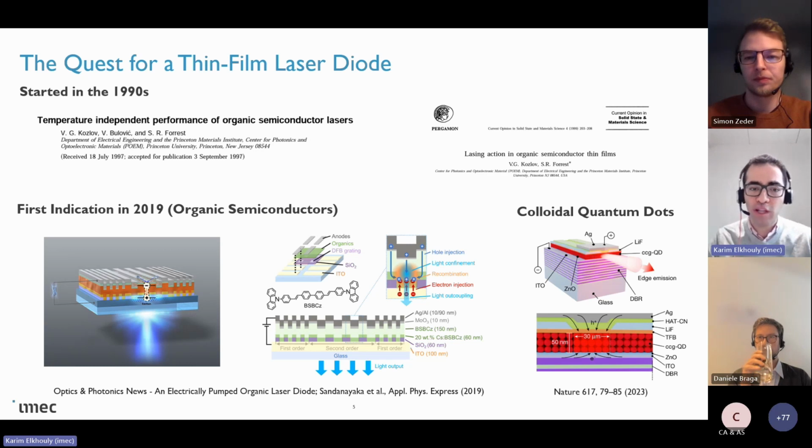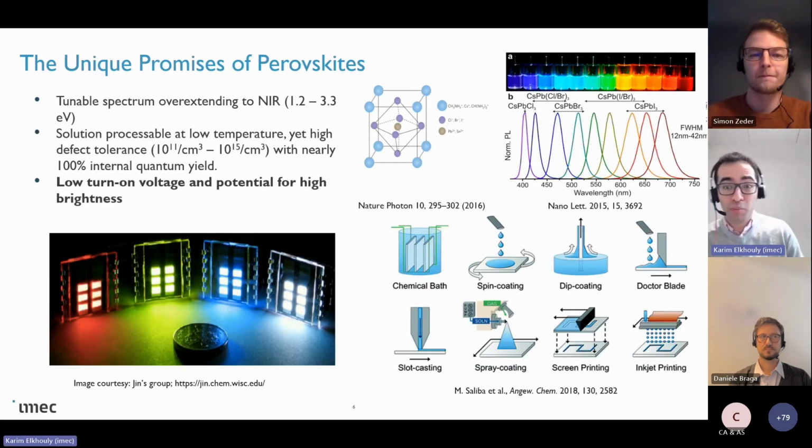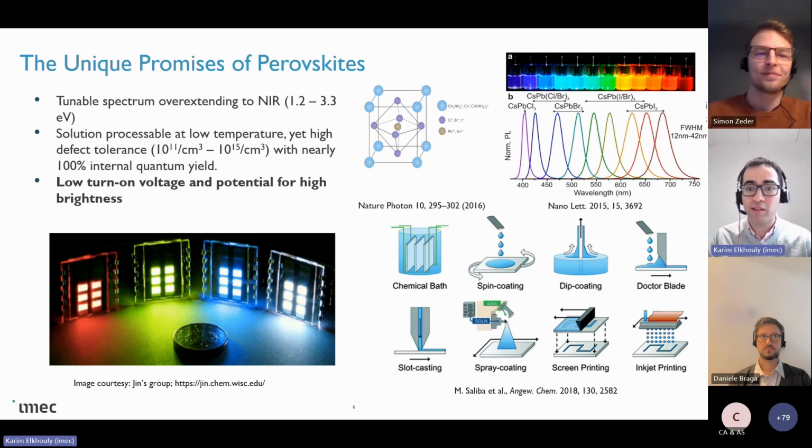More recently, with colloidal quantum dots, another type of thin film material, an important milestone was achieved this year, showing that actually the idea of making a thin film laser diode is viable. Now, today, I will focus on perovskites, the kind of material that I'm focused on compared to, let's say, organics and colloidal quantum dots. And this is the most recent one, which emerged slightly more than a decade ago.